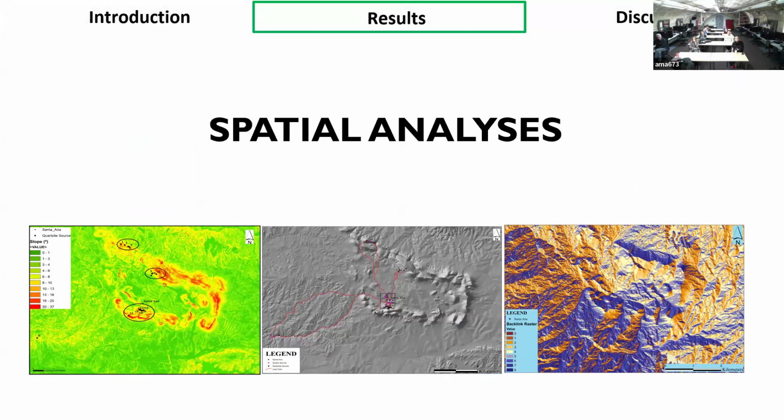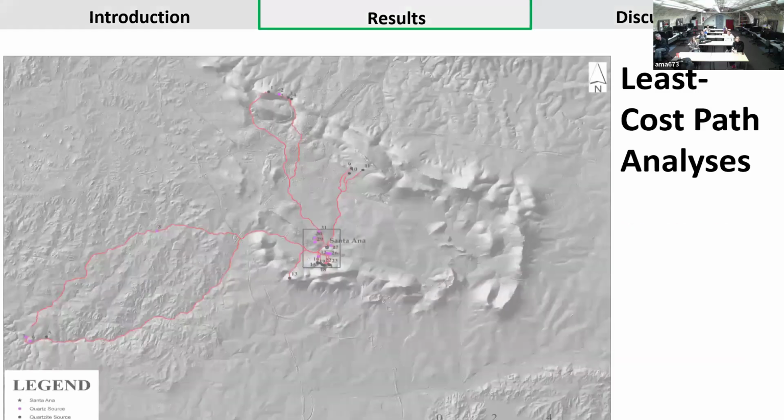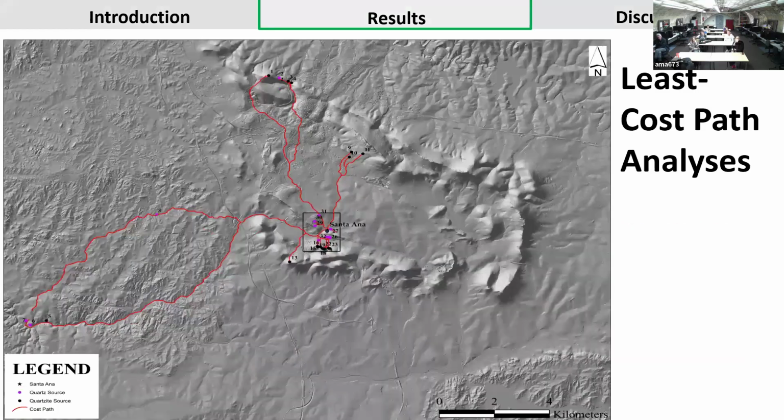So that was the macroscopic characterization and landscape prospecting. So I moved on to the spatial analysis. For the least cost path analysis, it's from Santa Ana Cave to all the various sources of the landscape where you can find this raw material. So we can see after the analysis has been carried out.